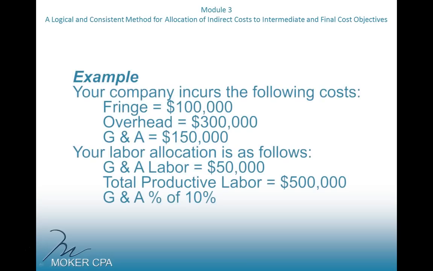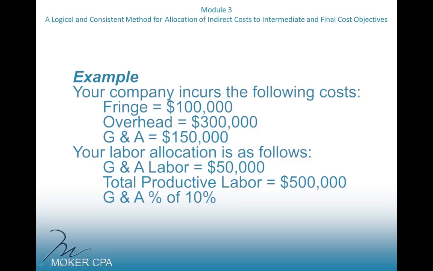For example, let's say your company incurs $100,000 of fringe costs, $300,000 of overhead, and $150,000 of G&A costs. Your company has a 2-tier indirect rate structure of overhead and G&A, where fringe is allocated to overhead and G&A, and overhead, including the allocated fringe, is then allocated to G&A. As a result of this rate structure, which is one of the more common rate structures, fringe and overhead are intermediate costs where there is an allocation to another intermediate or final cost objective. G&A is a final cost objective.